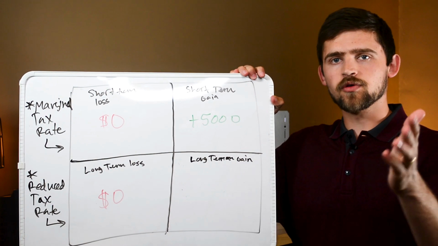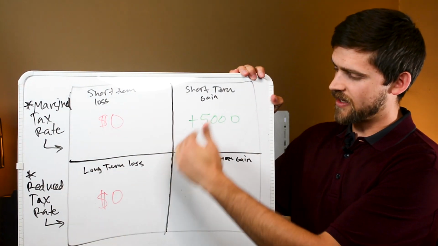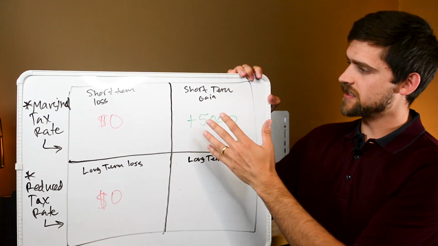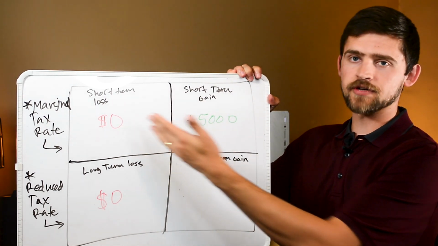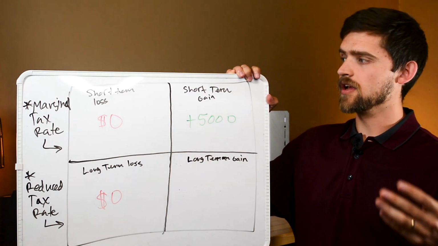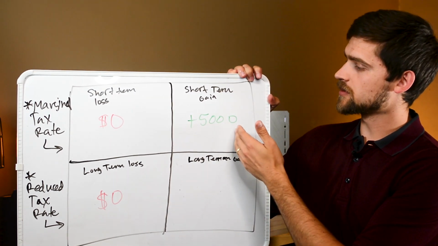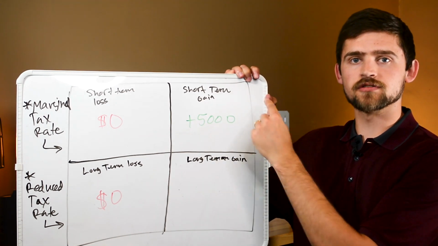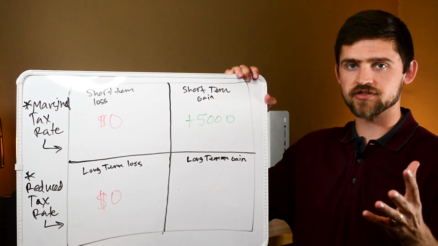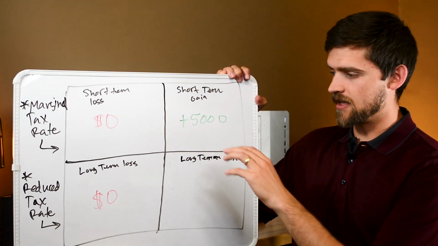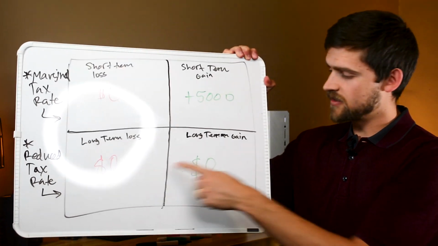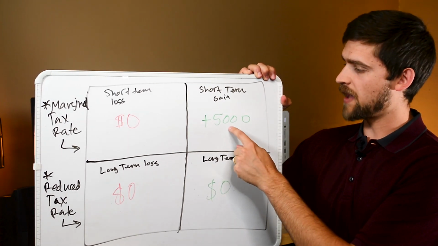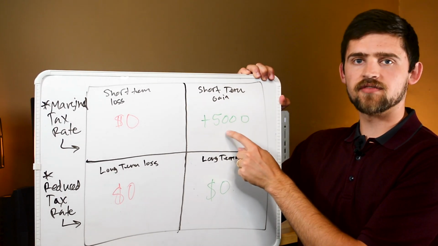Okay, so here's the example where you can use this offsetting of long-term losses with short-term gains to benefit you. So let's say that we have a short-term loss of $0, meaning that we did not sell any short positions at a loss, and then we have a short-term gain of $5,000. And this $5,000 will be taxed at our marginal tax rate, which could be as high as 37%, depending on how much money you make. We also have $0 in long-term losses and $0 in long-term gains, which means if we left this scenario as is, we again would pay pretty high taxes on this $5,000.